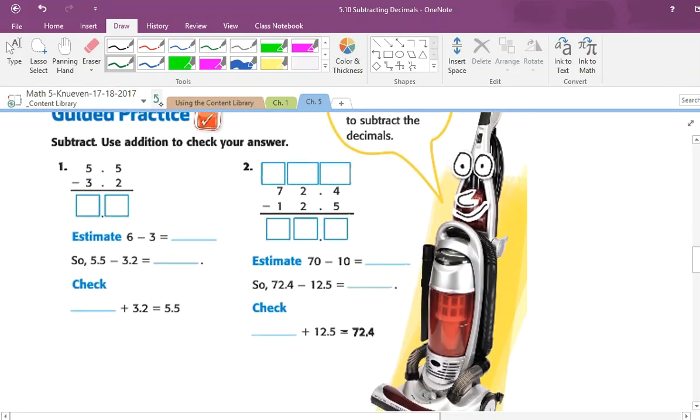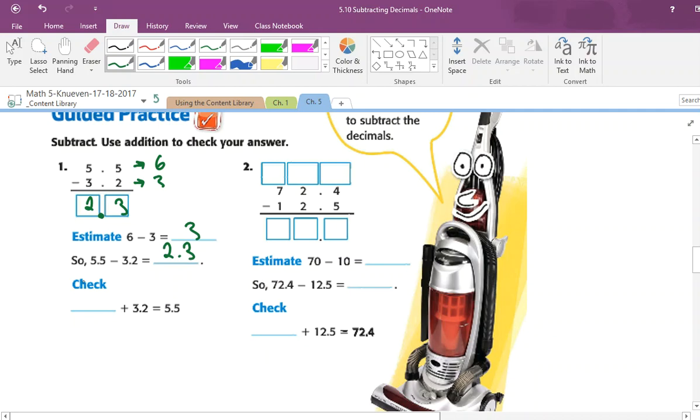All right, let's go ahead and check on some of these guided practice ones. 2 from 5, we'd subtract, we get 3. And 3 from 5, we get 2. And then we have to make sure we bring down our decimal point. If I were to estimate, 5.5 could change to 6. 3.2 would change to 3. 6 minus 3 is 3. So 3.2 from 5.5 is 2.3.